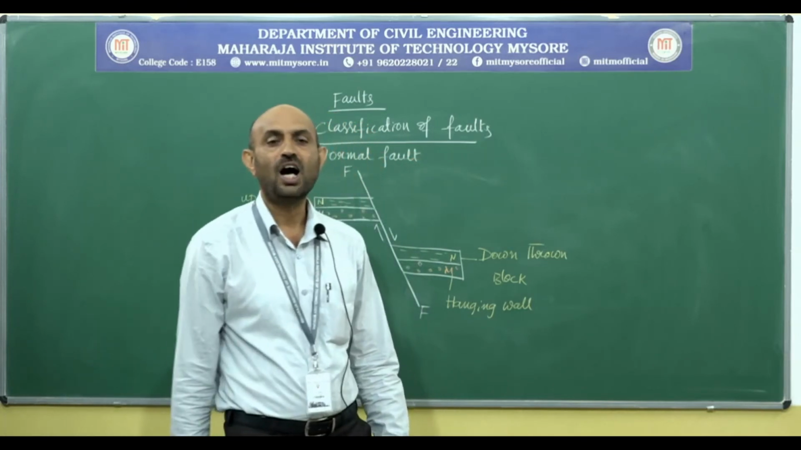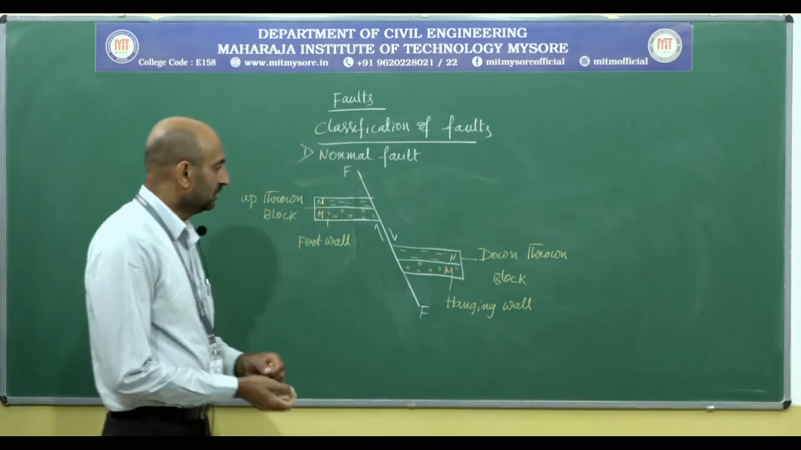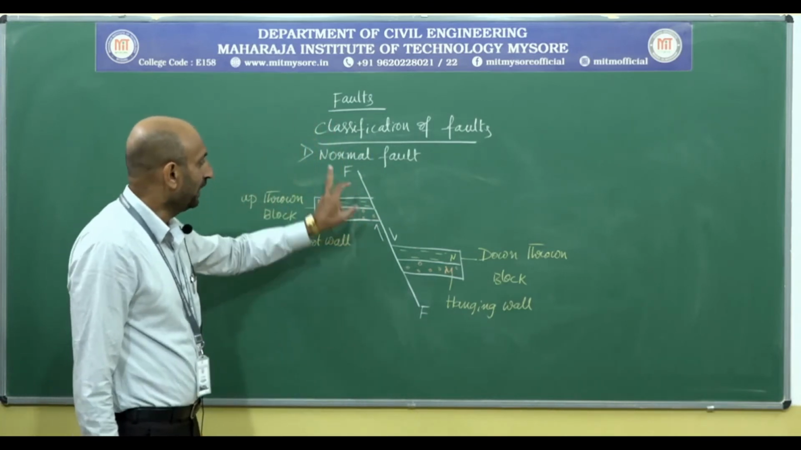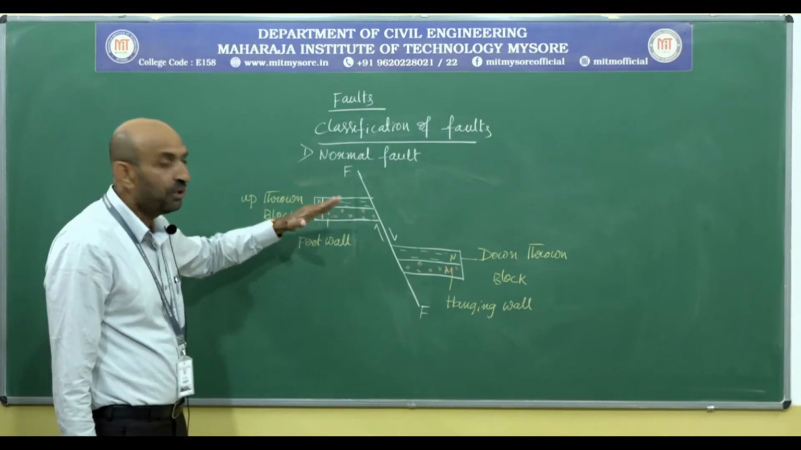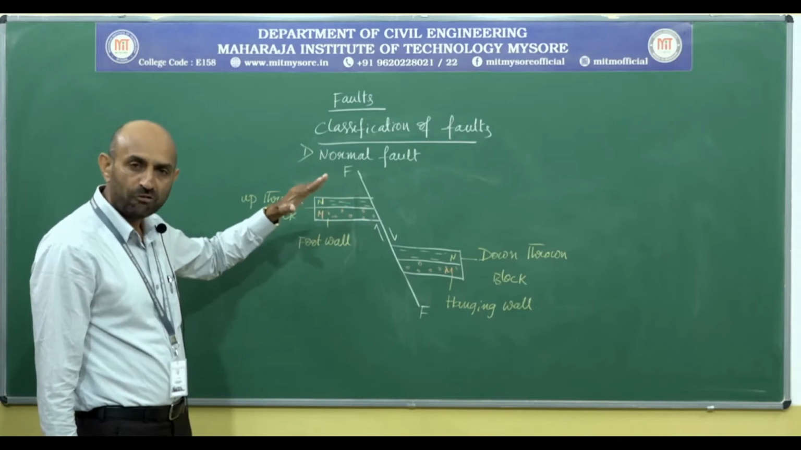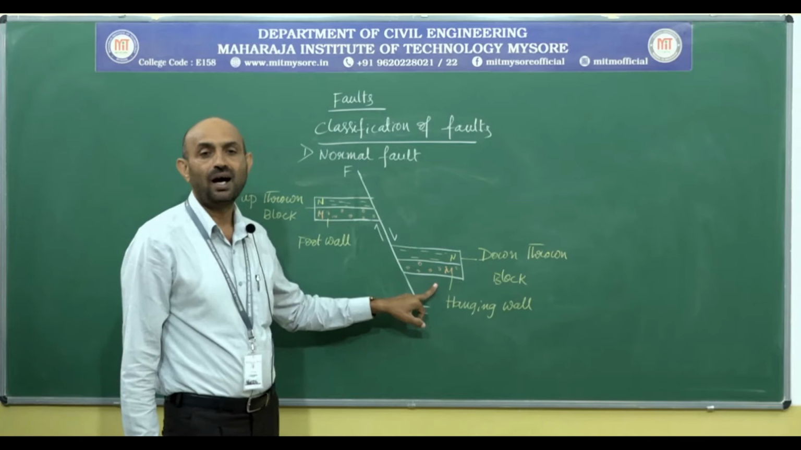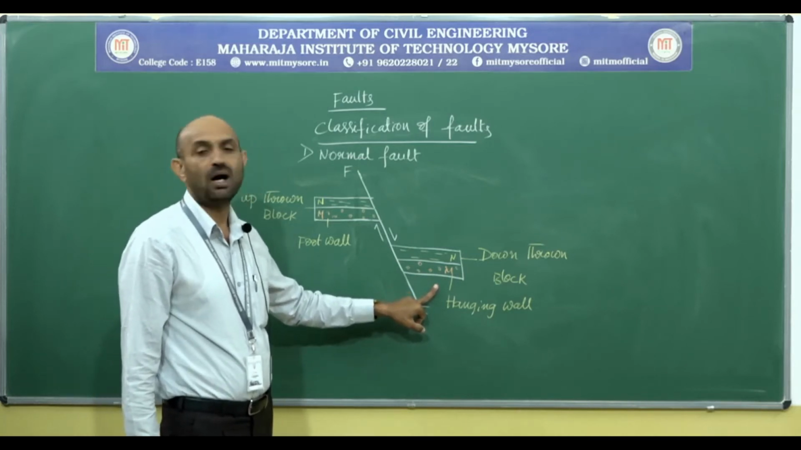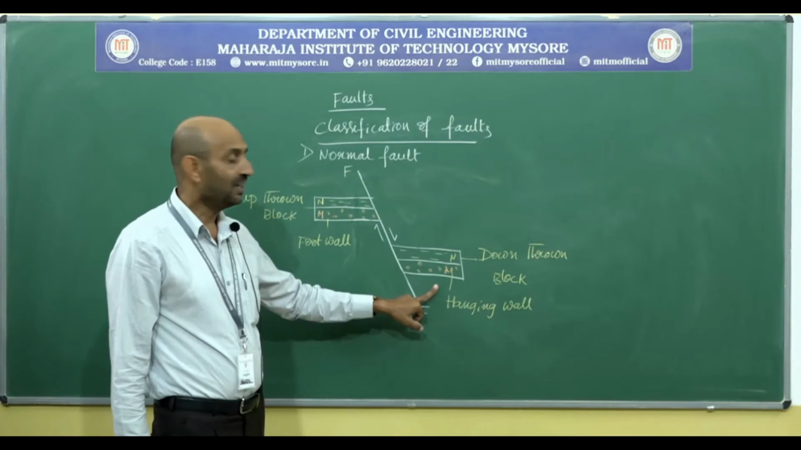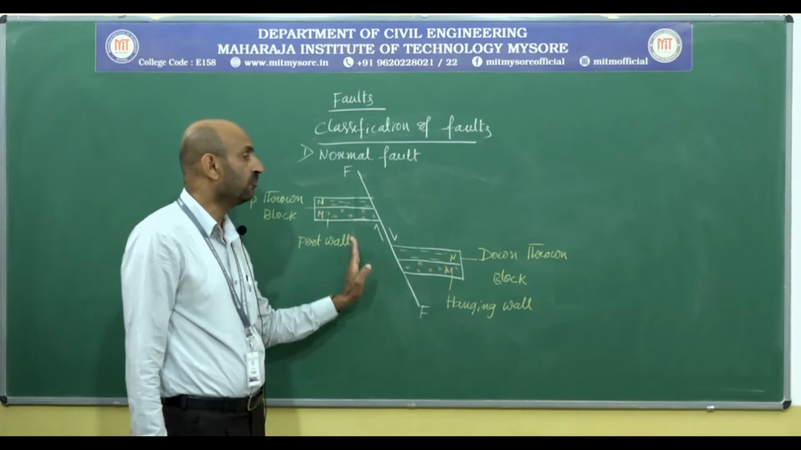What is normal fault? Here, this is the diagram to explain the normal fault. A fault in which the hanging wall becomes the down thrown block and it is produced by the tensional force is called as normal fault.